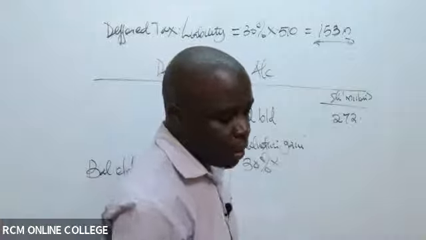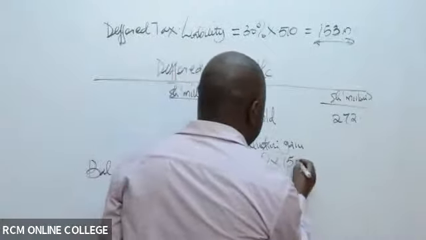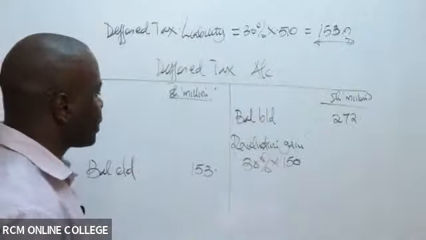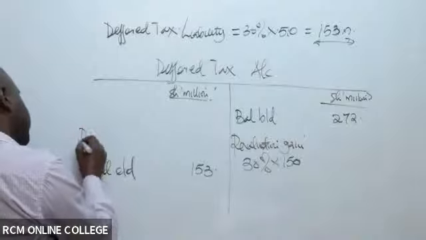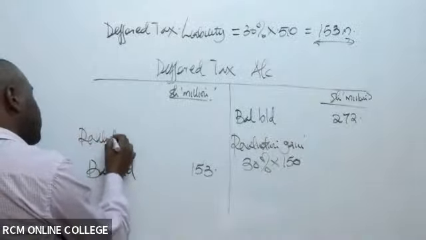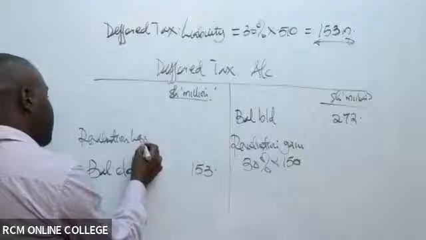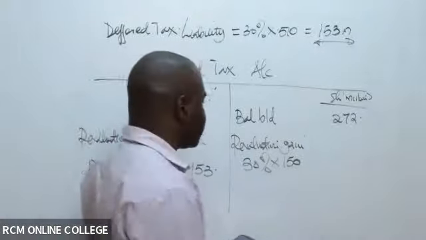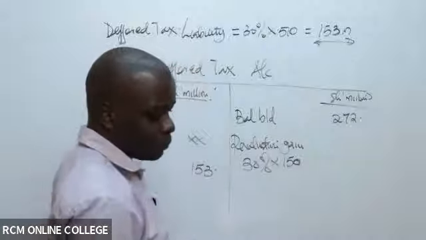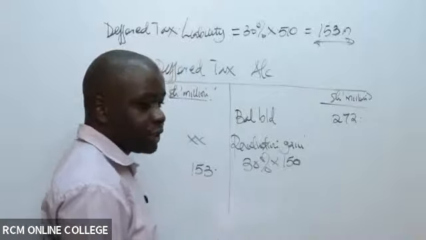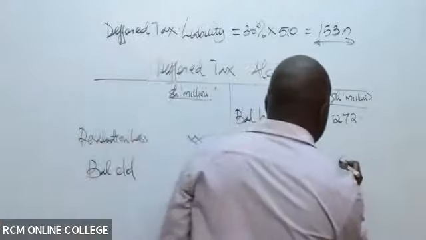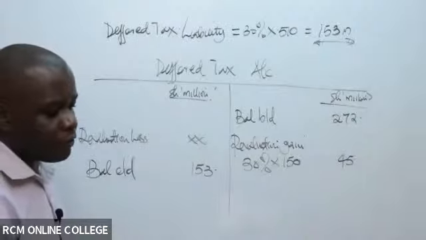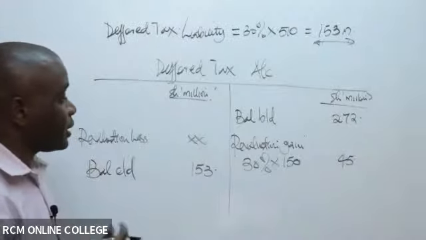The revaluation gain was 150. So how much do you get on the revaluation gain? If it was a revaluation loss, you would put it on the other side, but we don't have that. What you have is a revaluation gain. So how much are you getting? 30% of 150. You're getting 45.